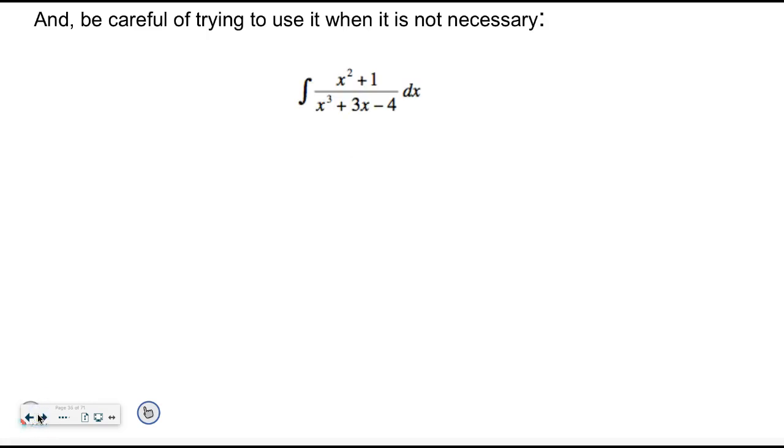I purposely, I don't like to kill you with notes. Be careful of trying it when it's not necessary. Stare at this. It's set up where you might immediately go, this is decomp, because the bottom is x plus 4 times x minus 1. It very well may work, because the degree on the top is less than the degree on the bottom. You might be very successful, but I bet someone can do it in their head.